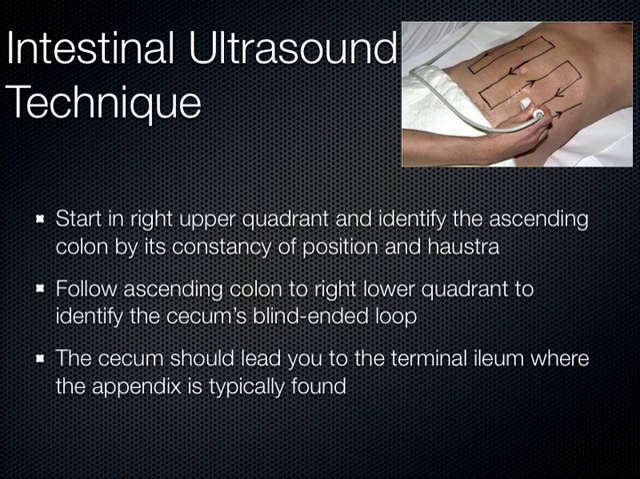First, I go down to the right lower quadrant, looking around where the appendix would be, okay? And the cecum's got a blind-ended loop down there, and that's the location where you'll find the terminal ileum, and the appendix will pop right off the terminal ileum. And do I always see those structures? No, but I know that that's where they're supposed to be, and really what I'm doing, especially when it comes to appendicitis, is I'm looking for a non-compressible tubular structure down there. I'll get into that in a minute.